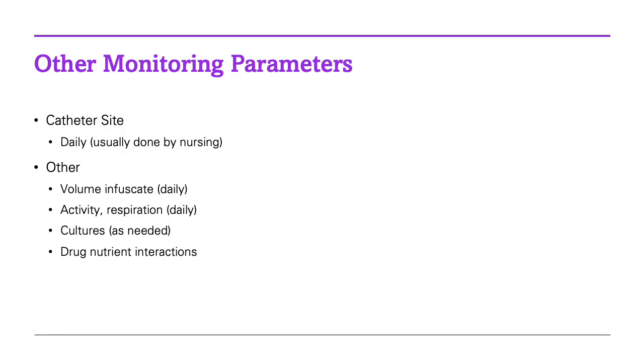Other monitoring parameters, we have the catheter site, which we briefly discussed earlier. That's done daily and it's going to be done by nursing. We want to make sure that we're monitoring ins and outs. So if your patient has a high output fistula or an ostomy, then volume may need to be adjusted in the TPN. Activity levels, we want to keep an eye on those if we need to adjust macronutrients. We can obtain blood cultures if a line infection is suspected. And then also be mindful of any drug nutrient interactions. Your pharmacist is a great resource here.